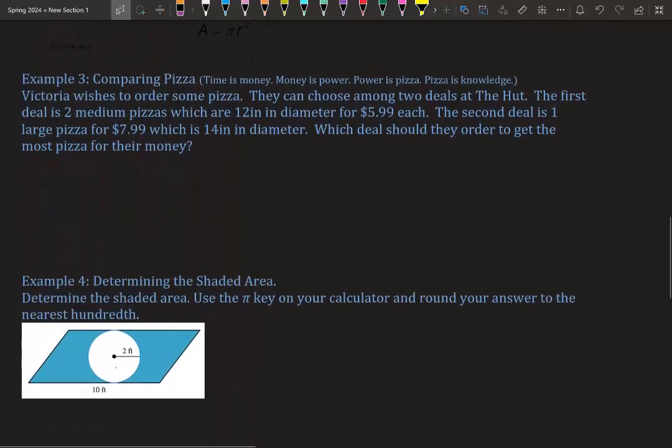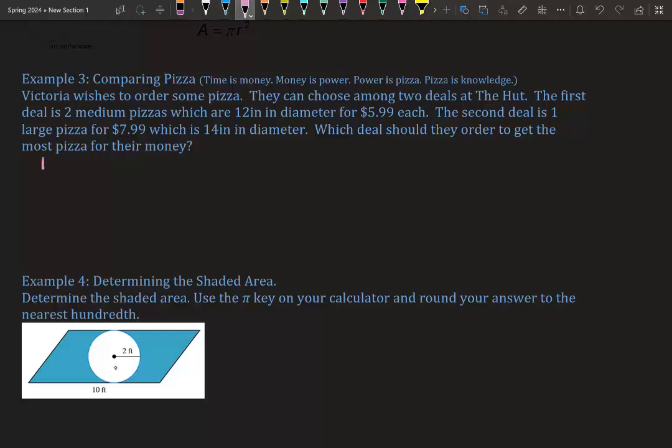Let's compare pizza prices. Victoria wishes to order some pizza. They can choose among two deals at the hut. The first deal is two medium pizzas, which are 12 inches in diameter, for $5.99 each. The second deal is one large pizza for $7.99, which is 14 inches in diameter. Which deal should they order to get the most from their money? So we all see these deals at Domino's and Pizza Hut. Let's figure out which one is the better deal in the long run.